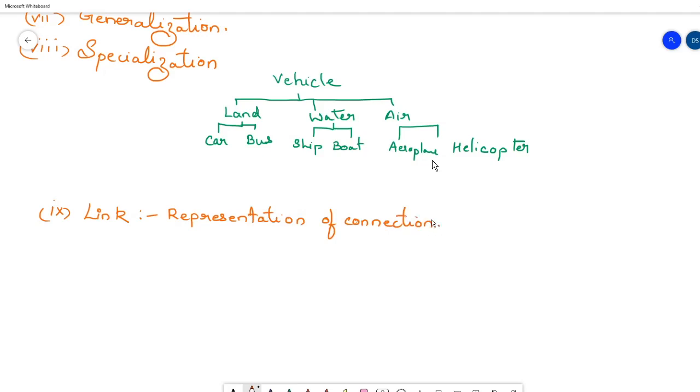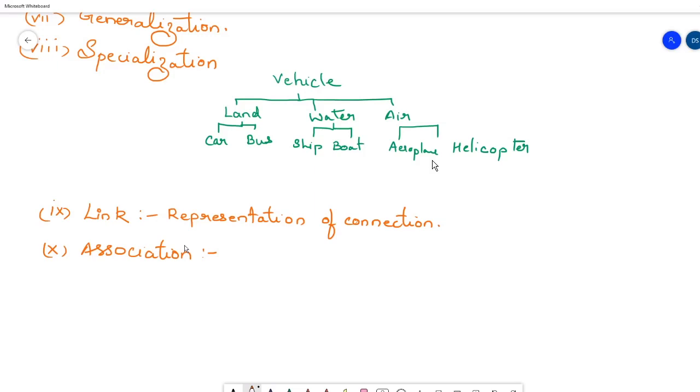Now the next thing is association. What is association? It is a group of links having common structure and common behavior. See, a link is a representation of the connection, so the association is the group of links, meaning a group of connections, having common structure and common behavior. Now, what does it do? It depicts the relationship between objects of one or more classes. What is the relationship between them? A link can be defined as an instance of an association.